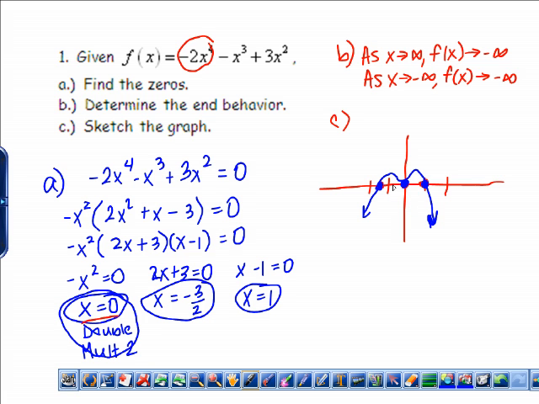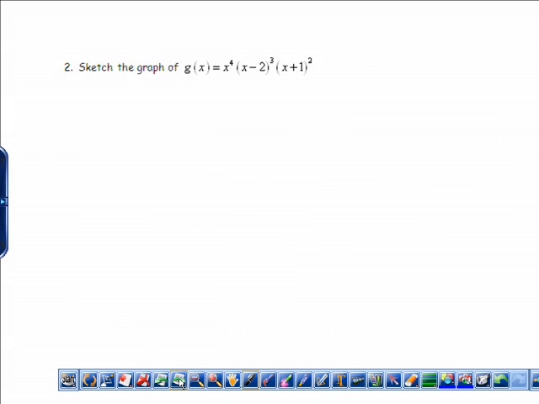Okay, so notice that it crosses through these two zeros, these two x-intercepts, but at 0, because this is squared here, it doesn't cross through. It's a tangency. All right? You might have questions about that. You studied it last year, but you still might have questions. You know, bring those questions to class.